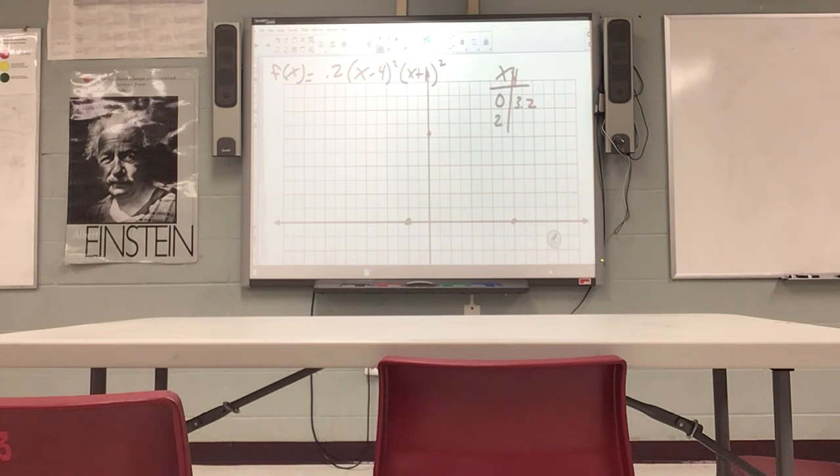2. Yeah. 0.2 times 2 minus 4 squared times 2 plus 1 squared. 2 minus 4 is negative 2. Negative 2 squared is 4. 2 plus 1 is 3. 3 squared is 9. 4 times 9 is 36. 7.2. So it's gonna be way up here at the top. Is that right? Does that look like the picture on y'all's calculator? Okay, looks pretty good.